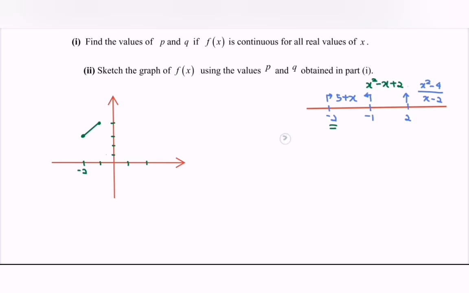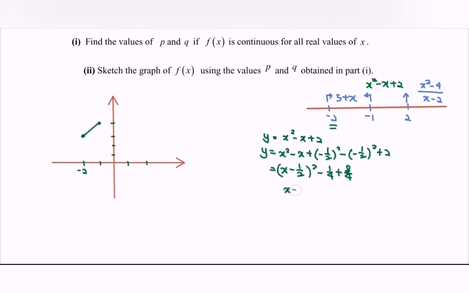Next, focus on x squared minus x plus 2. Kindly complete the square. So we have y equals x squared minus x plus bracket negative 1 over 2 squared, minus bracket negative 1 over 2 squared, plus 2. So x minus 1 over 2 bracket squared, minus 1 over 4 plus 8 over 4. So x minus 1 over 2 bracket squared, and then plus 7 over 4. So notice that we have the minimum point, which is 1 over 2, 7 over 4.